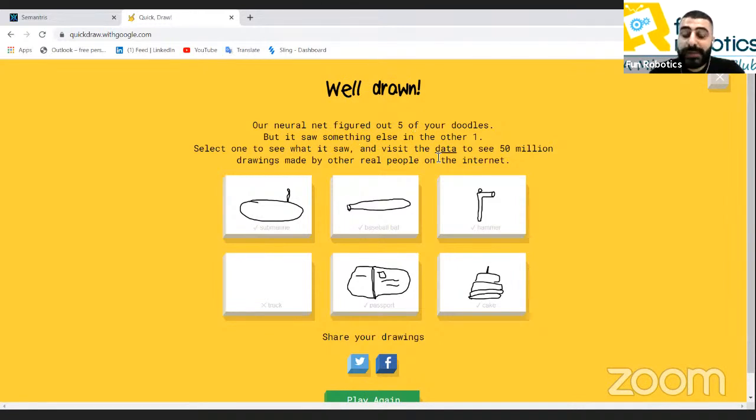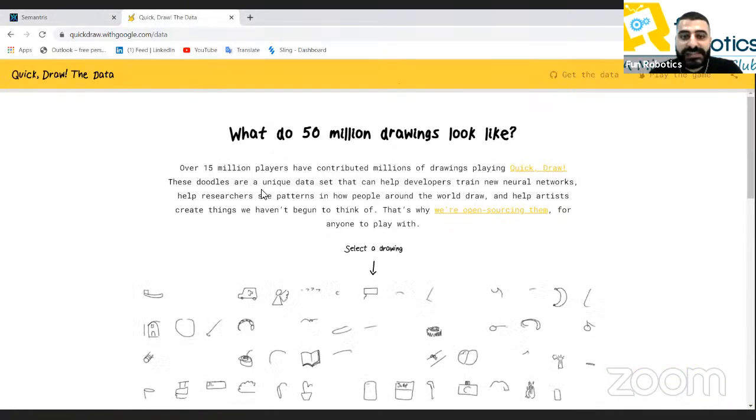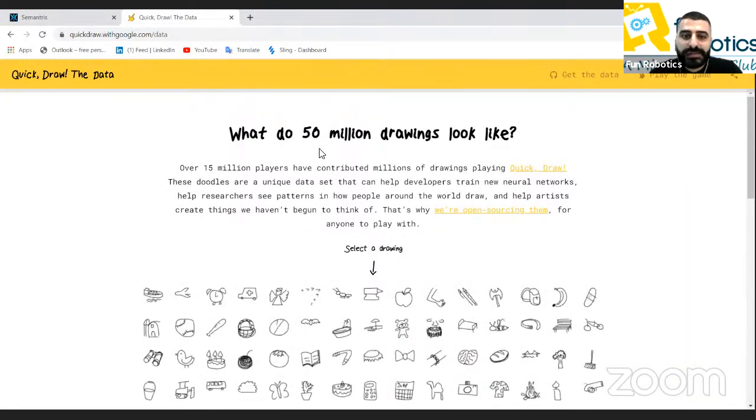I'll actually go along and explain how this game is guessing what I'm doing. So again, remember I said data is a very important tool in AI. Let's actually visit the data that this game uses. There's actually 50 million drawings. So what do 50 million drawings look like? As you can see, over 15 million players have contributed millions of drawings playing Quick Draw.